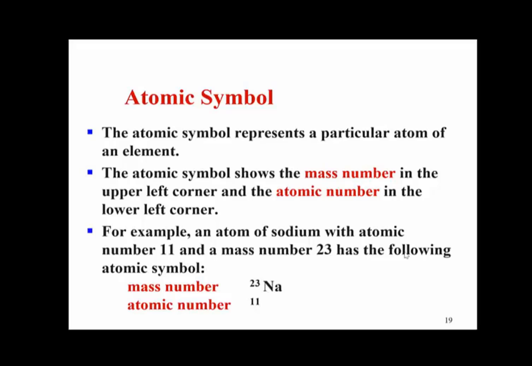So if I want to show atomic symbol, mass number appears on the top left, atomic number appears on the bottom left. Top left, mass number, bottom left, atomic number, the difference shows number of neutrons. Yes? Does that make sense? Do you have any question?